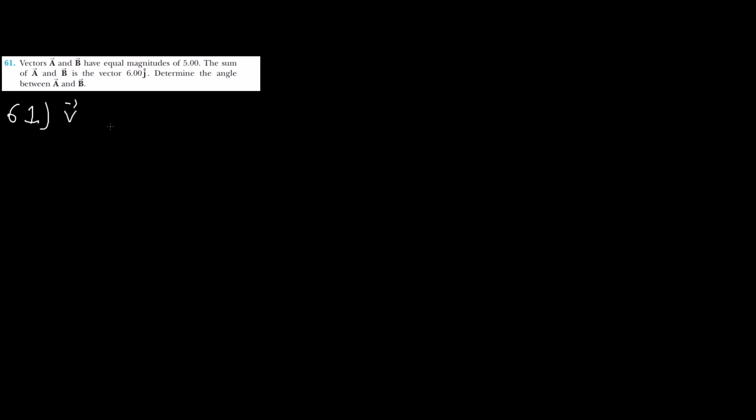Vectors A and B have equal magnitudes of 5. The sum of vector A and B is the vector 6j. Determine the angle between A and B.